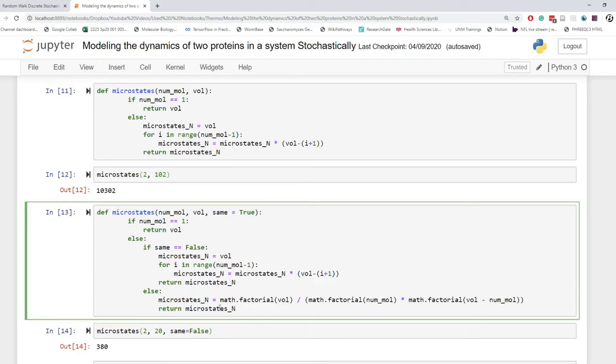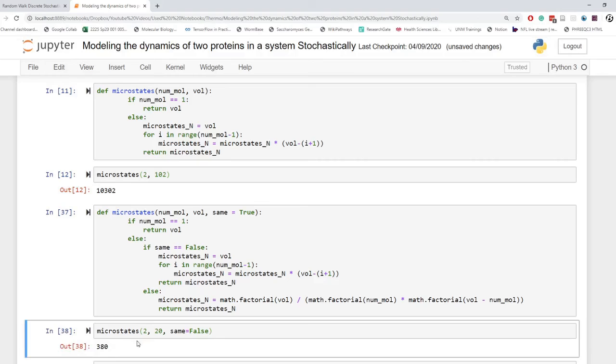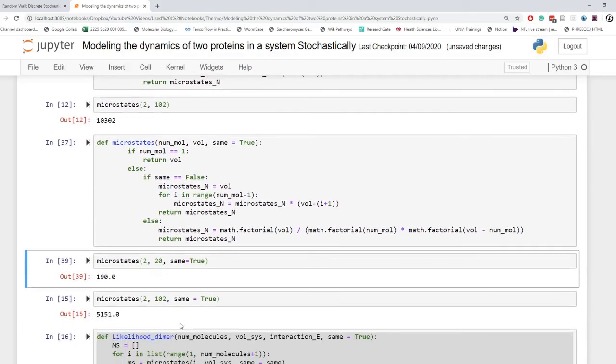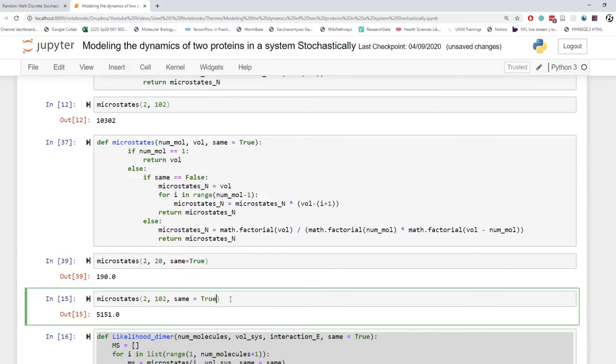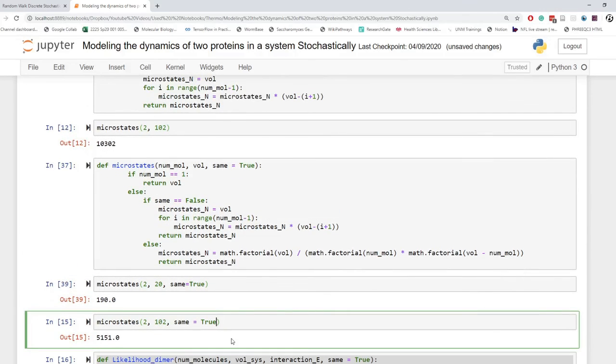And so running this, if you get the same of false, if we put in 20 microstates, it would be a lot higher than if we put same equals true. It is about a half. And so if I did same is true for this, for our 100, it's half of what it was before.